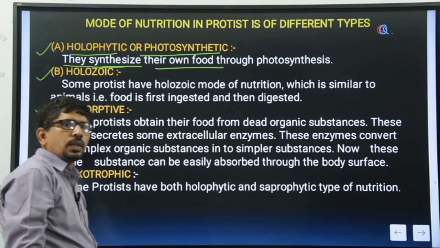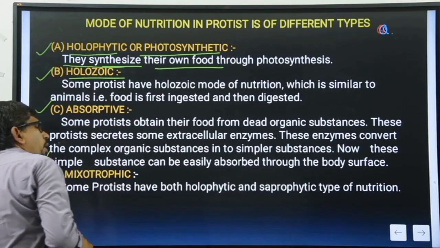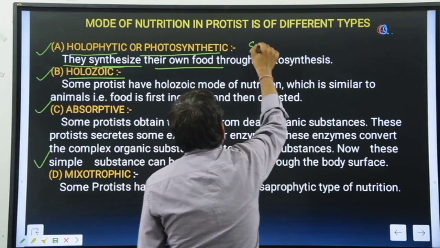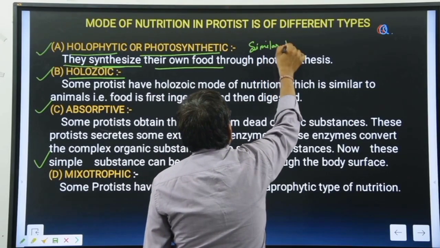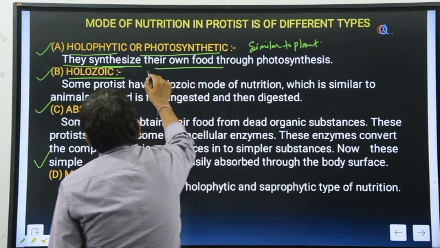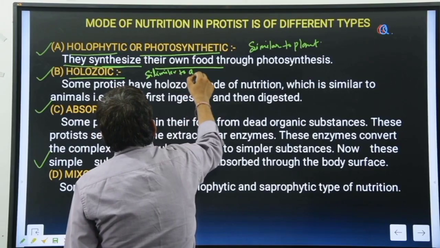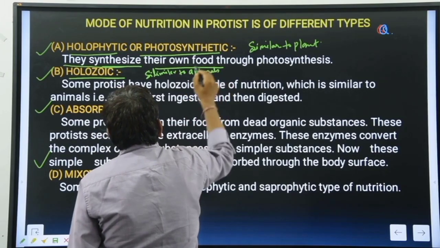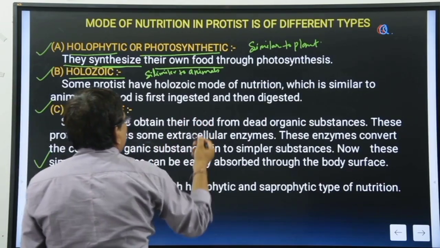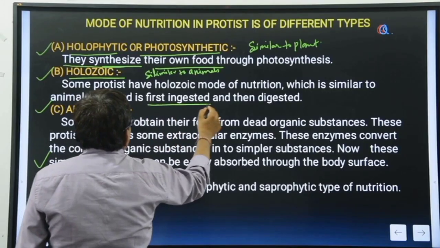Photosynthetic. Clear? The second one is holozoic, similar to animals. The first one, we can say, is similar to plants. Second, holozoic, similar to animals. Clear? Some protists have the holozoic mode of nutrition, which is similar to animals. First ingestion, then digestion.